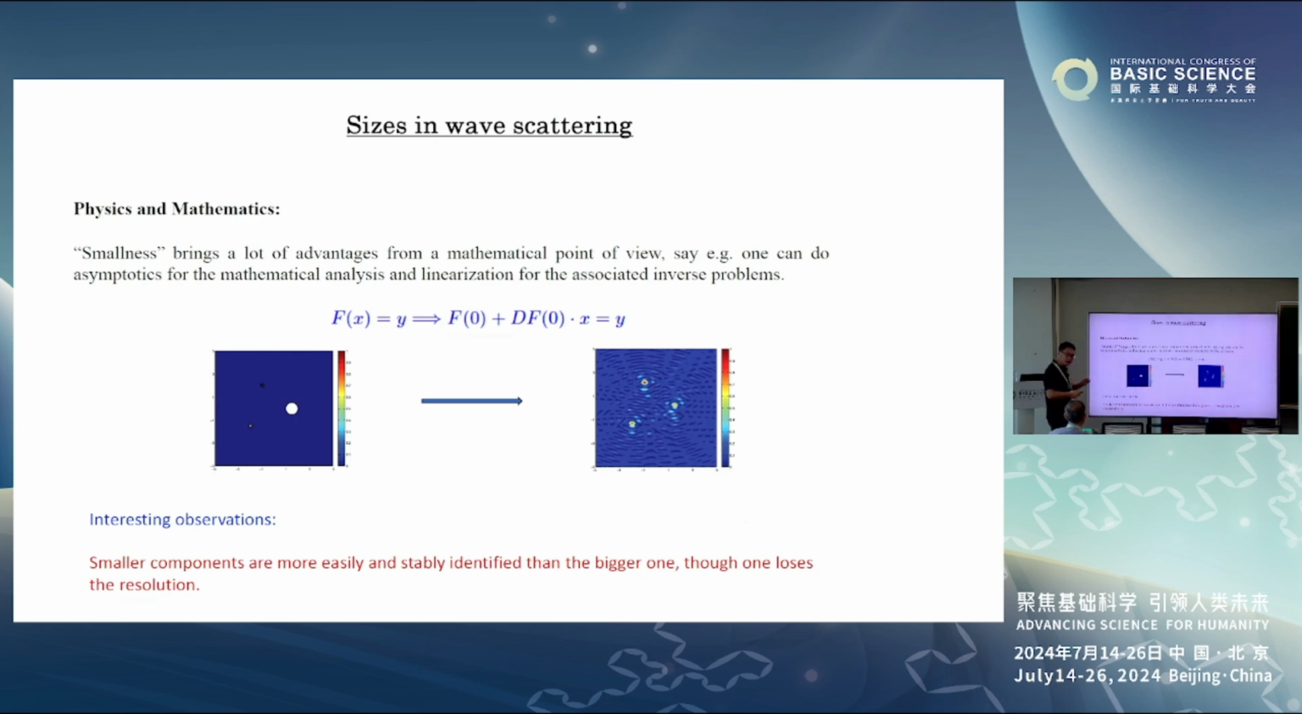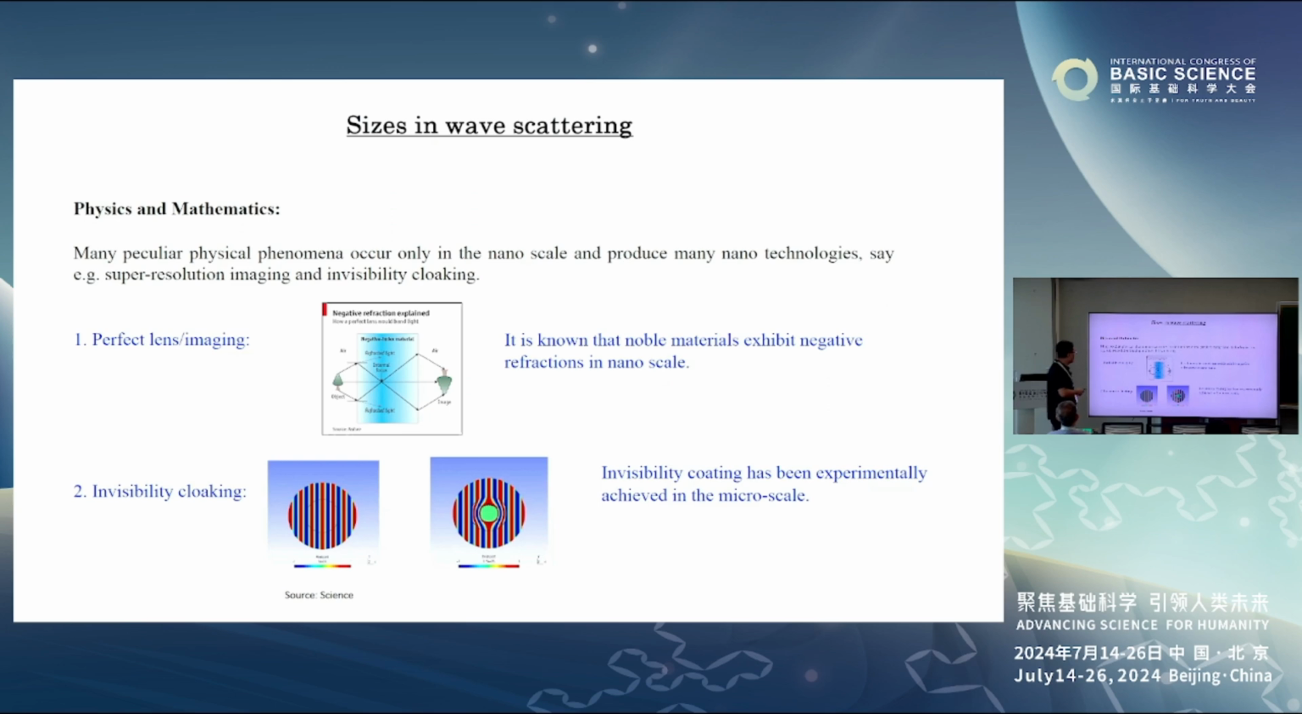It brings a lot of advantages for solving this type of inverse problem. On the other hand, from the physics side, many peculiar physical phenomena occur only in the nanoscale, the small scale, and produce many nanotechnologies. For example, super resolution imaging and invisibility cloaking. I only give these two examples here.